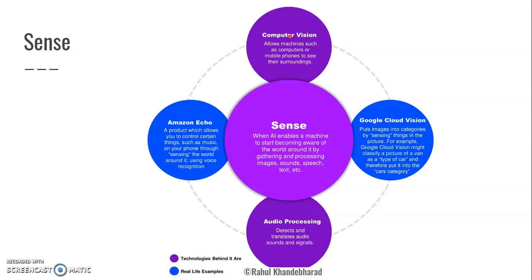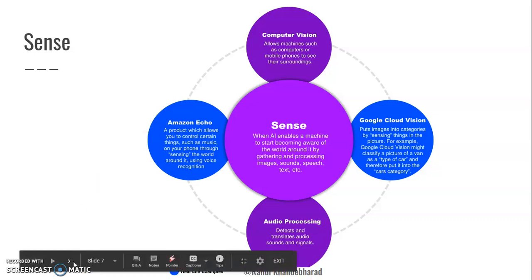Some real life examples are Amazon Echo and Google Cloud Vision. Google Cloud Vision is what is deployed in your Google Photos, which gives you suggestions and identifies a person by his face. So this is what Google Cloud Vision is about. Amazon Echo is about the same as Siri, Alexa, or Cortana. Then let us move to next.